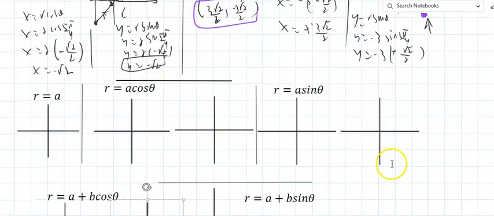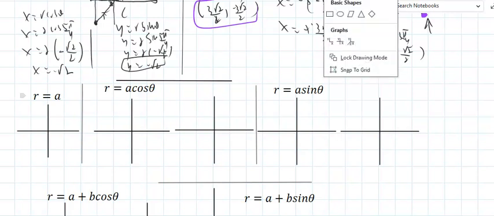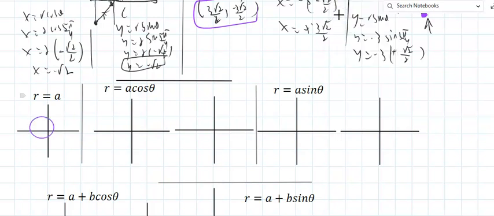Okay, let's see here. R equals A. Again, this has been derived. This is a circle centered at the origin with a radius of A. R equals A cosine of theta. Cosine is the x. So this is a circle that looks like this.